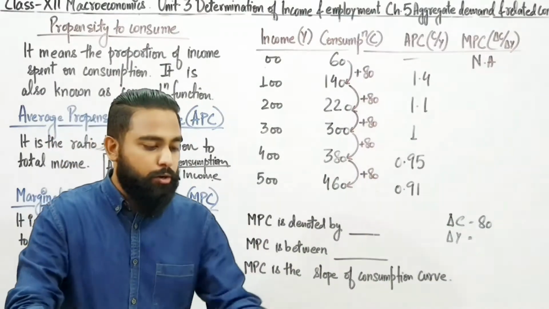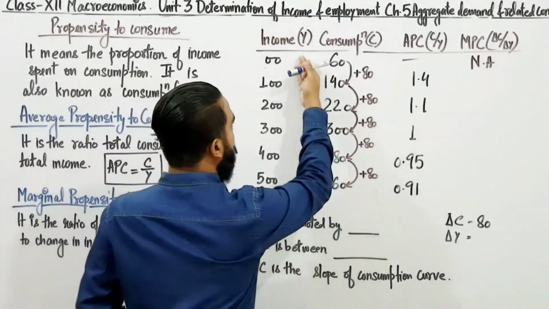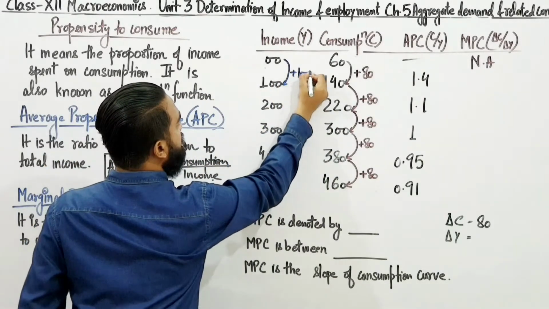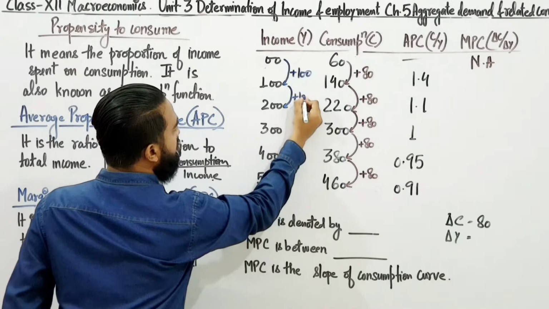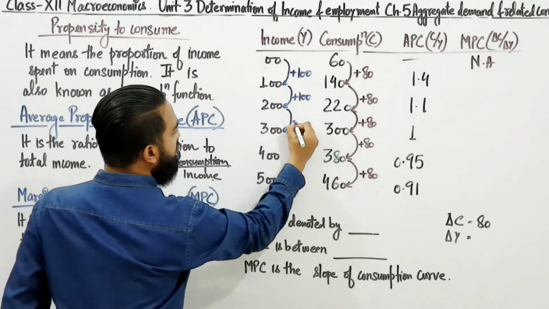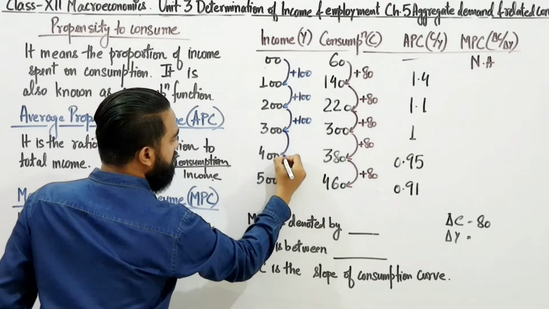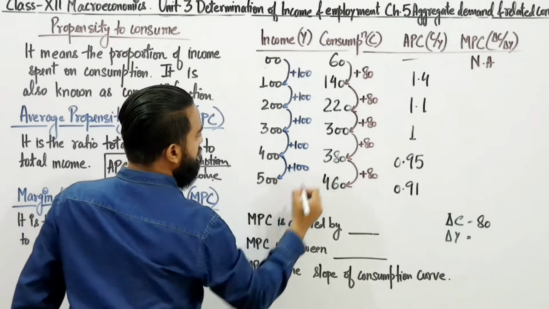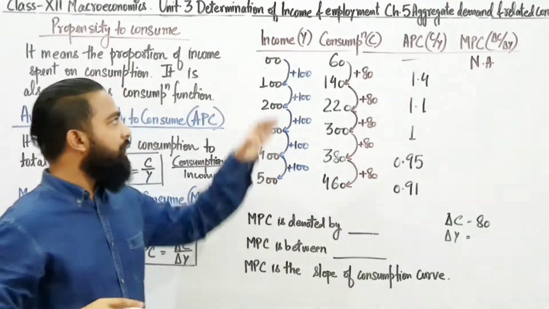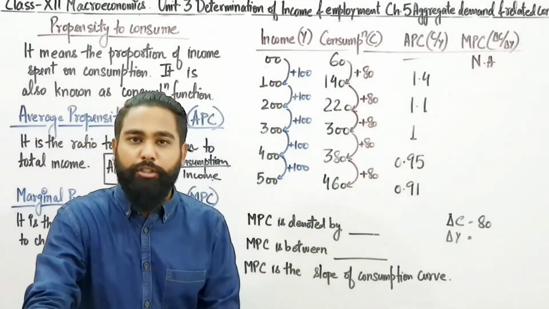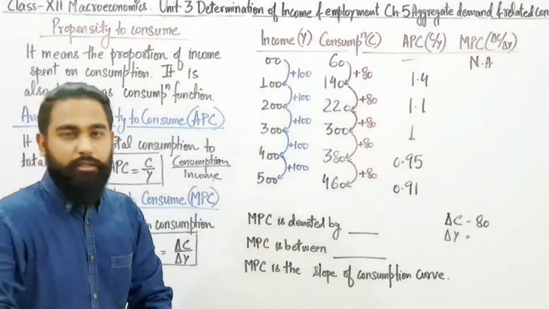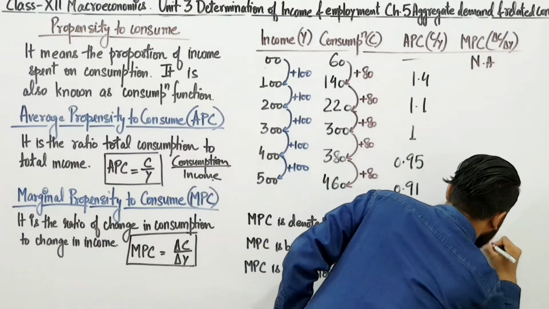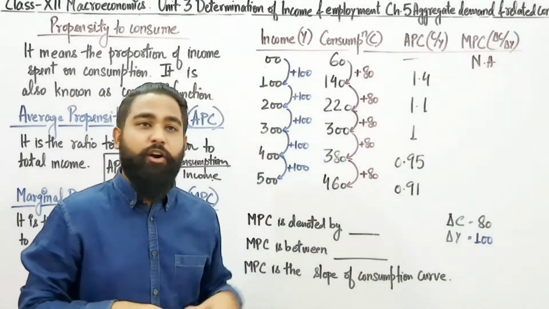Now, to write down the value of delta Y, what is the change? 100. 300 minus 200, 100. As you already know, there is a change in consumption at a constant rate, therefore every time 80 has been added. The value of delta Y is 100.